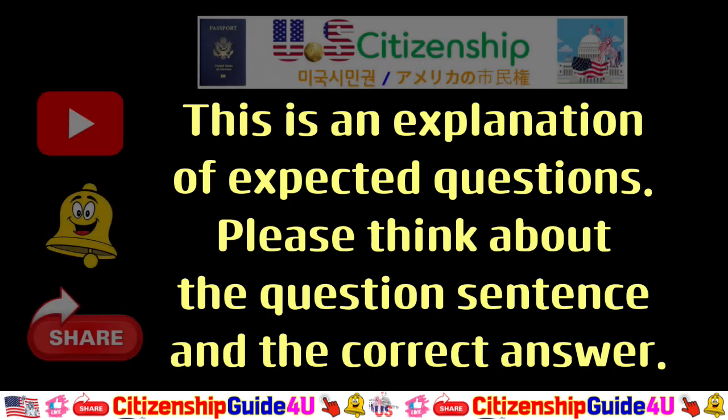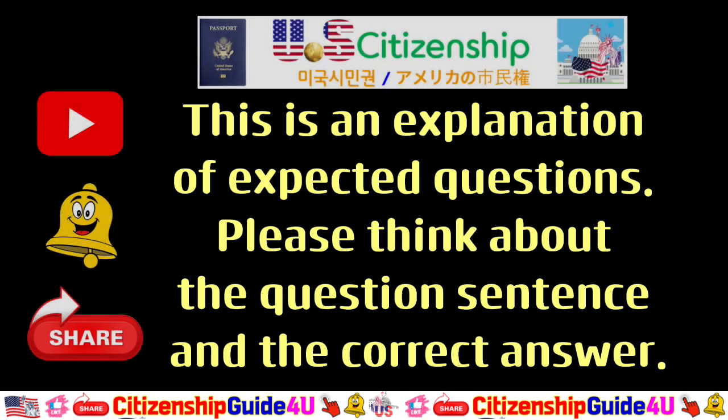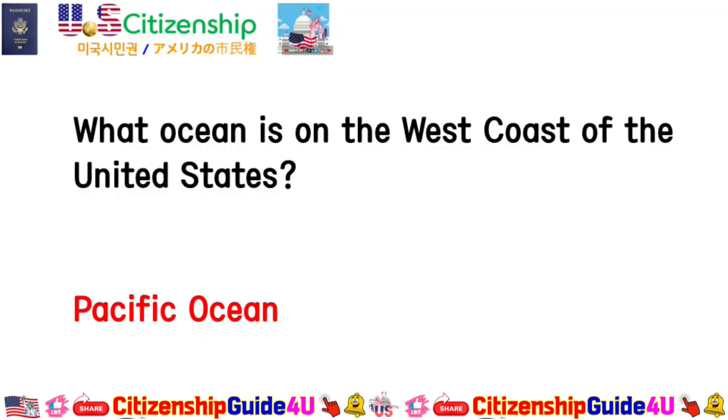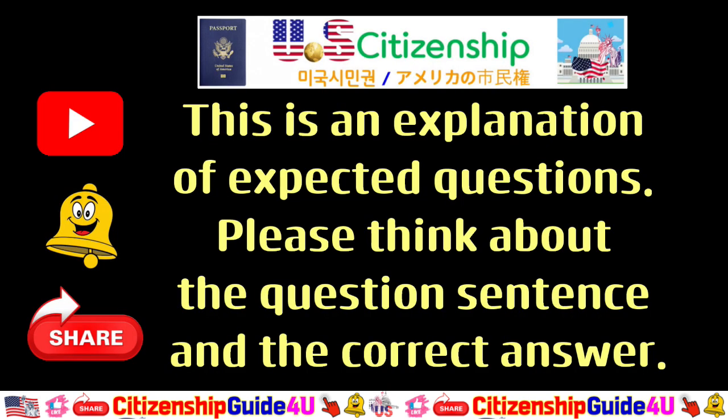The Pacific Ocean is on the west coast of the United States. The West Coast states, including California, Oregon, and Washington, are bordered by the Pacific Ocean. What ocean is on the west coast of the United States? Pacific Ocean.